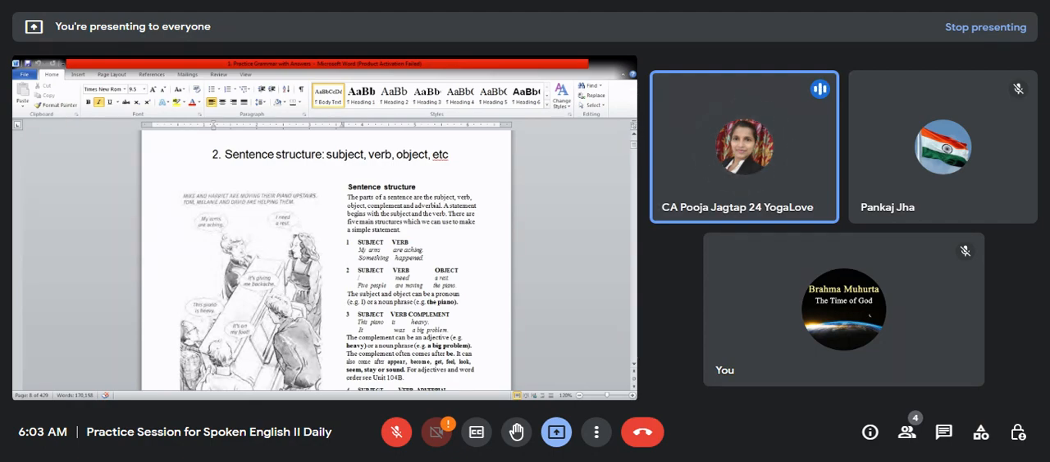One, subject and verb. My arms are aching. Something happened. Here, the subject is my arms, and the verb is are aching. Two, I need a rest. So I is the subject, need is the verb, a rest is the object.